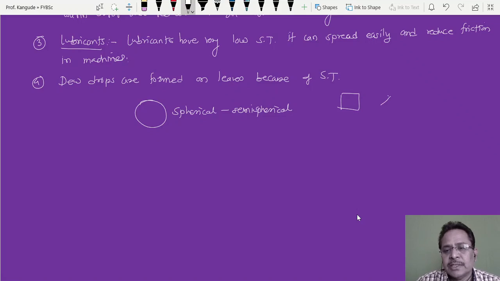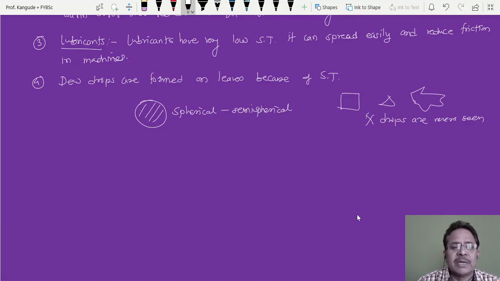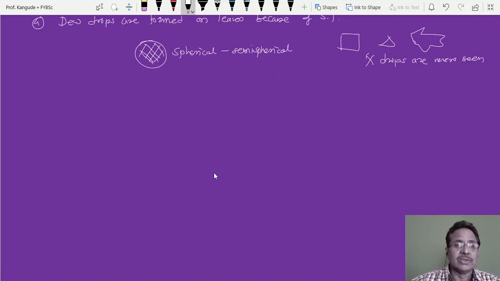Drops like this are not seen. These types of water drops are never seen, and this is one very common example. The drops are usually of this shape, which is a spherical or half spherical one. I have shown those figures earlier. That is how dew drops form on leaves because of the surface tension. So it is usually spherical or semi-spherical. Irregular shaped drops are not found. That is another common example.